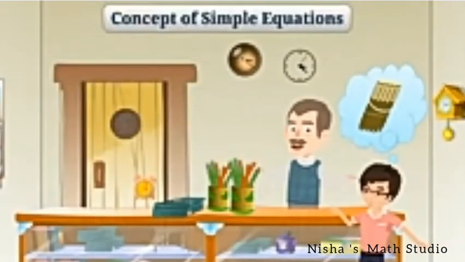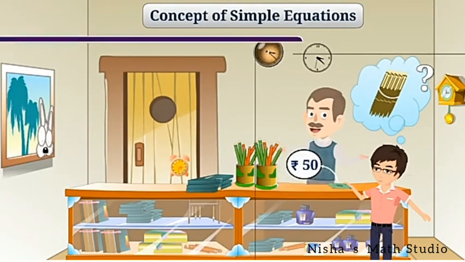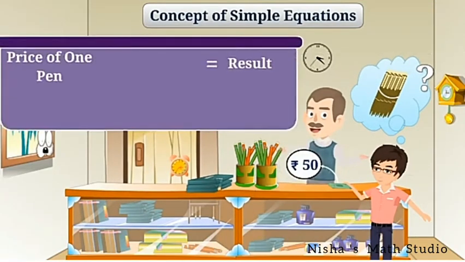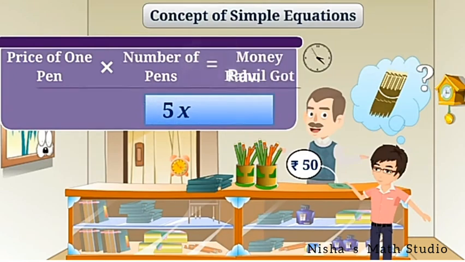Consider another situation where Ravi has rupees 50 with him. How many pens can he buy if he uses all the money he got? That means the result of the price of one pen multiplied by the number of pens should be equal to the money Ravi has got. We can write it as 5x is equal to 50.